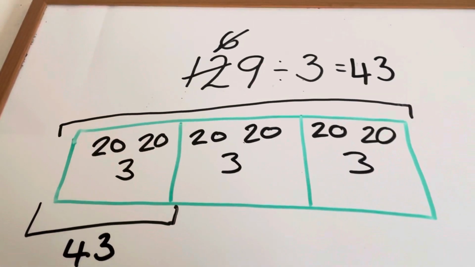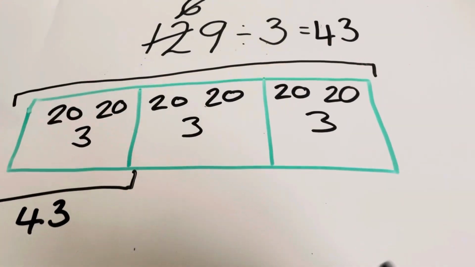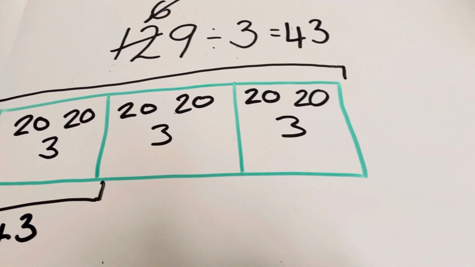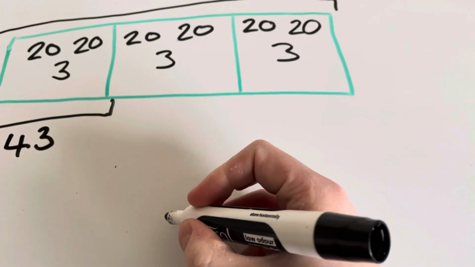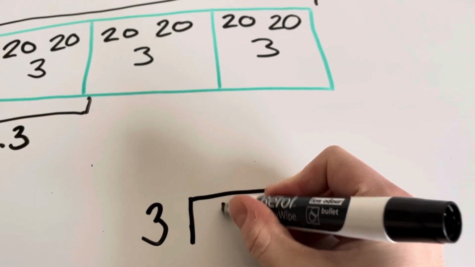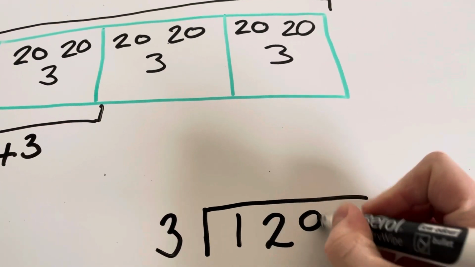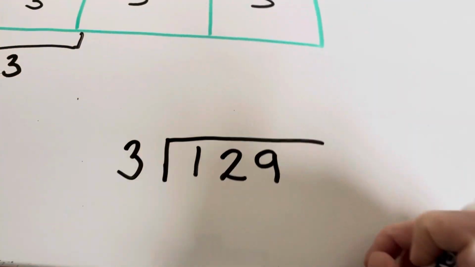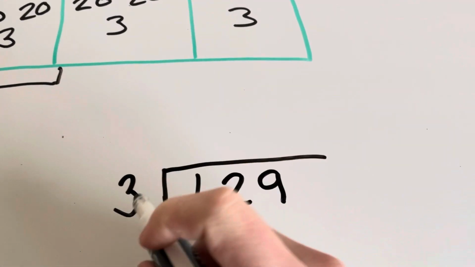Let's double check our workings and our answer with the bus stop method, which would be how some of you would approach that task. So let's do that down here. So we're going to put our 3 here, and we're going to have our 129 under the bus stop. Now, remember last time when we did division, I showed you how to do this with the bars. So let's do that again.